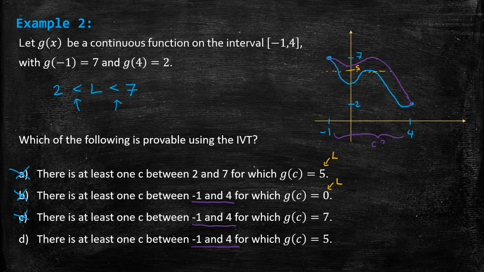So the final one, there is at least one C between -1 and 4 for which G of C equals 5. And if we go back up to the diagram, we can see that because 5 is in between 2 and 7, there are actually maybe 3 values at which it achieves a value of 5. So we definitely know that the statement in D is true by the IVT.